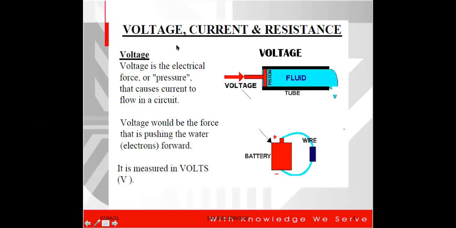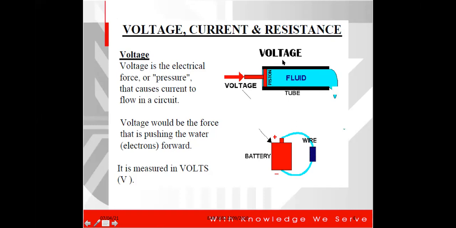Okay, these are the three main parameters that you need to understand in basic electronics, which are voltage, current, and resistance. Voltage is the electrical force or pressure that causes current to flow in a circuit. If you imagine a tube with a piston, the voltage is basically the piston that pushes the fluid to go through the tube. So that is voltage if you imagine it.